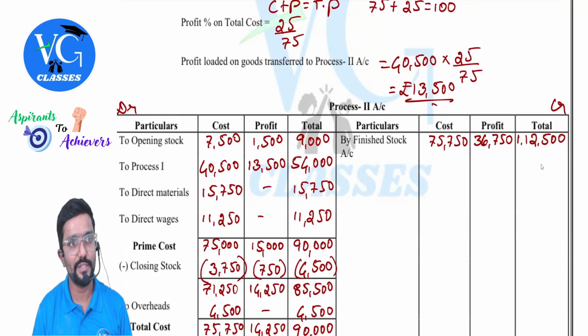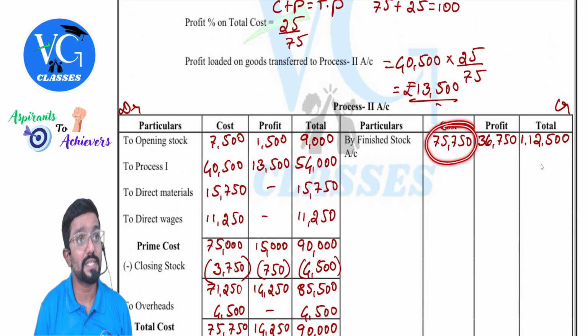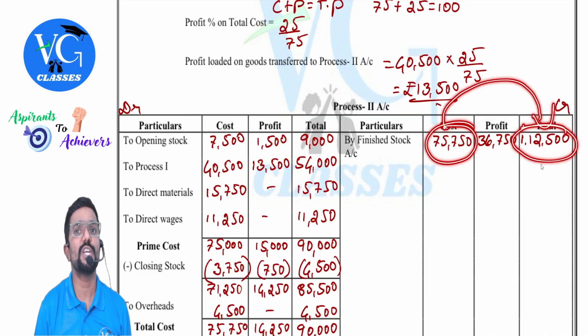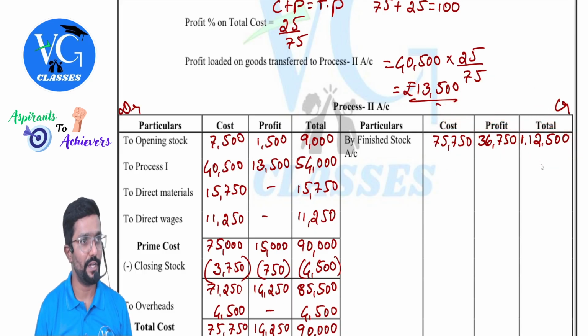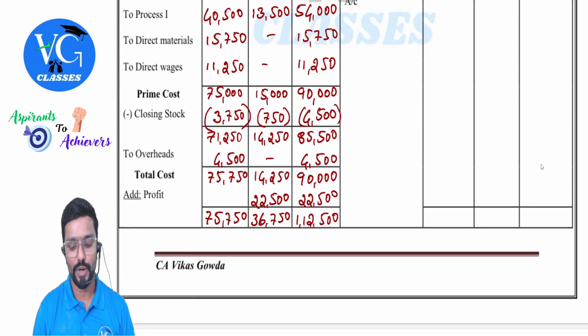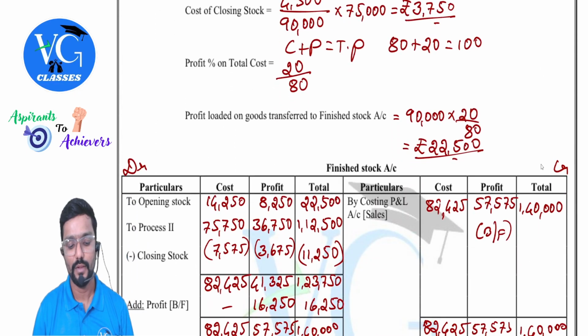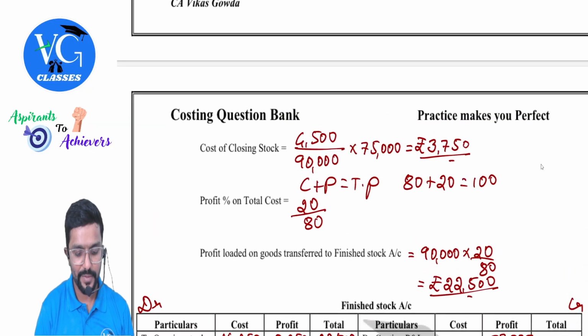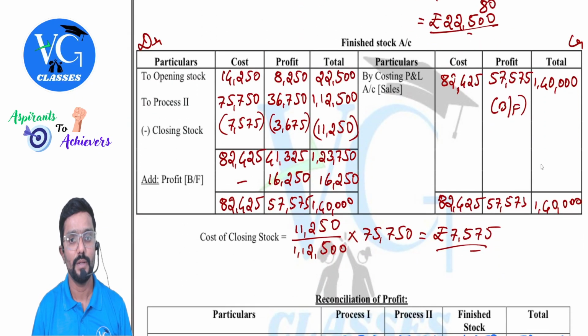So what is the next process story? Sir, 75,750 worth of goods is sent to the next process at 1,12,500 by adding a profit of 36,750. So when finished stock receives the goods, for them what is the cost? 1,12,500. Okay, sir. This is the profit percentage and profit amount calculation.